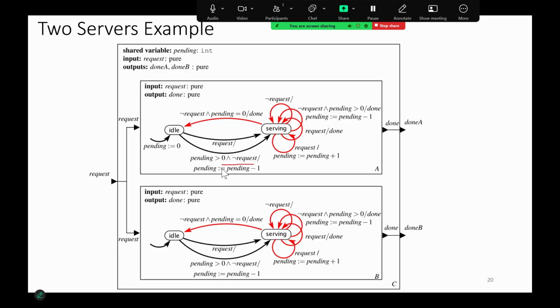Is it clear? Okay. So the difference between both is that one has pending greater than 0 and one has no pending. The difference between the two transitions. Yeah. Okay, thank you.